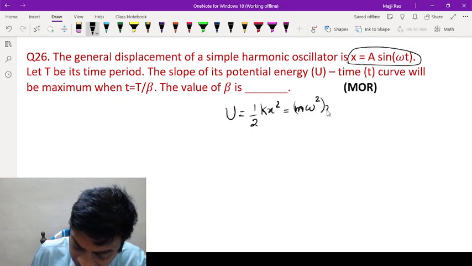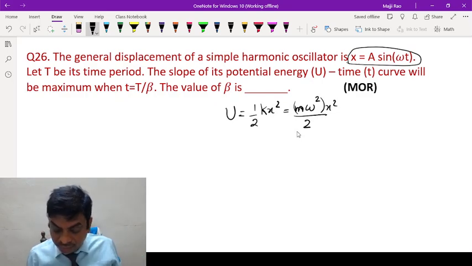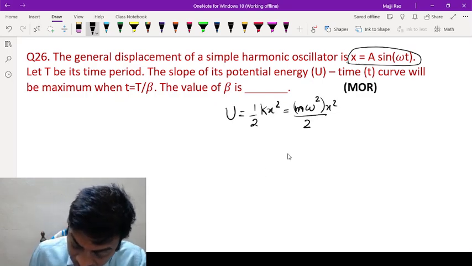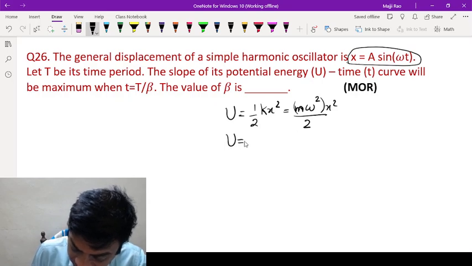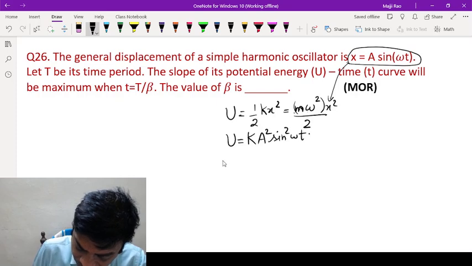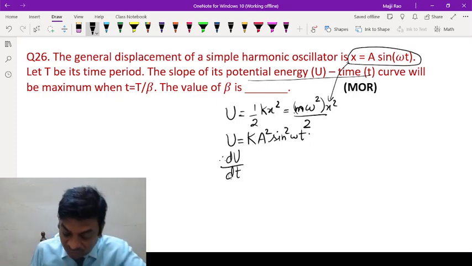Okay, k is m omega square. So you can see that potential energy is m omega square by 2. For now, I'll write it as some constant k, and x, I'll borrow the expression for x from here, and it will be a square sin square omega t. So we have to obtain the slope of this. Slope means du by dt. Slope of the u versus time graph means du by dt.